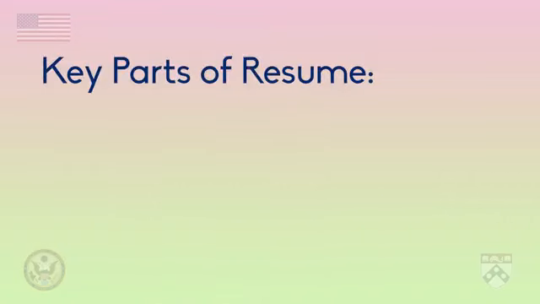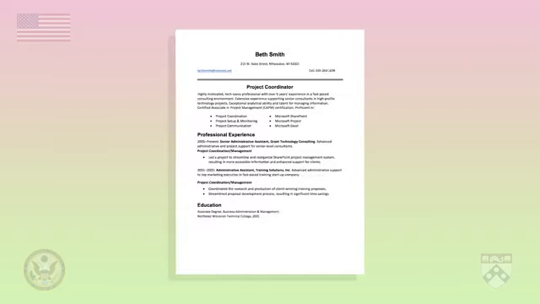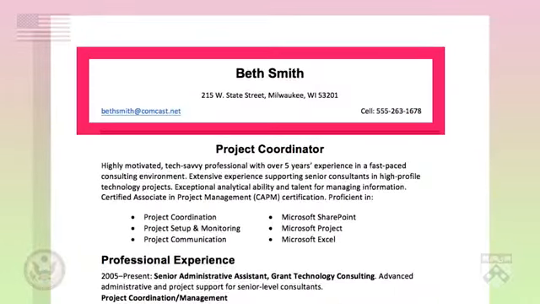What are these parts? Well, the first one is your name and contact details. If an employer wants to contact you to ask you to come for an interview, here is where they will find your full name and information about how they can communicate with you, like your email address or telephone number.